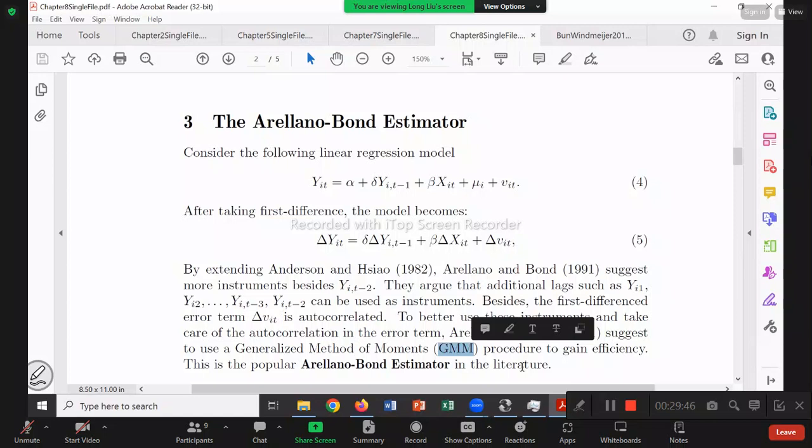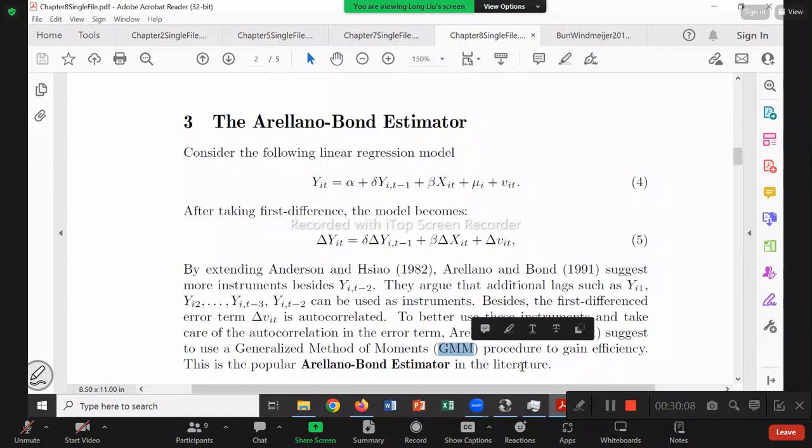Generalized method of moments. Generalized in the sense that whenever you have the term generalized, usually we try to gain efficiency, try to allocate the weights among those instruments, to get it more efficient than two-stage least squares. That's basically the idea of a GMM.